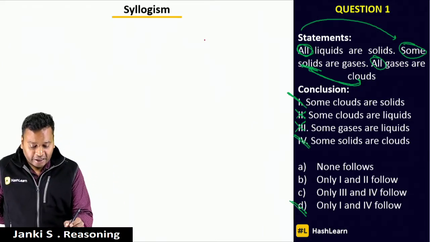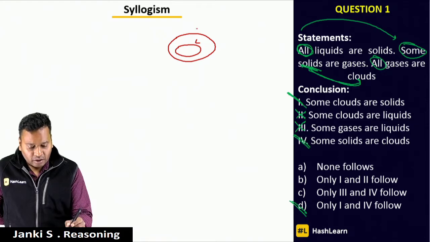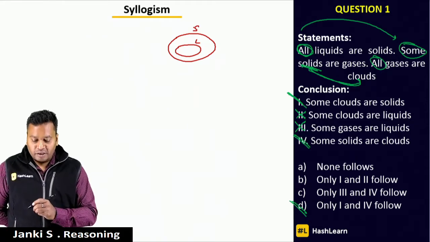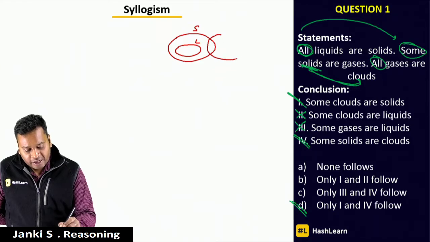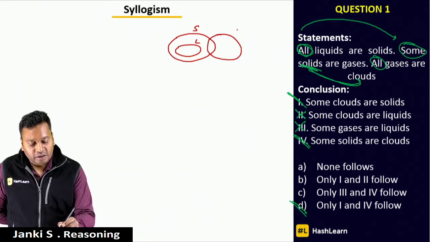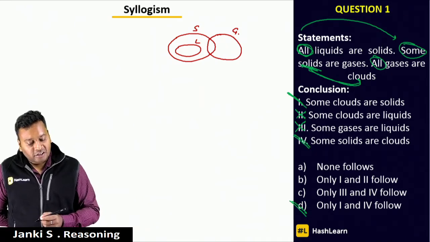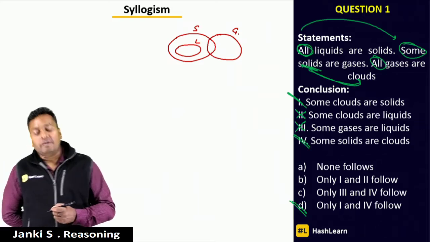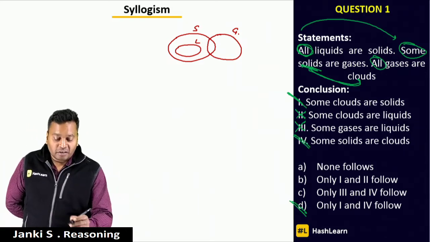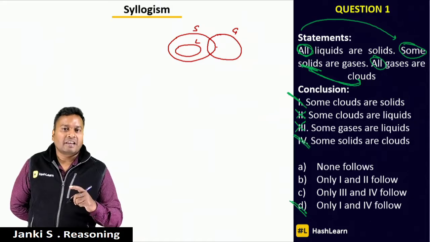So now if I draw the diagrams here, it's given all liquids are solids. I'll mark solid with S. Some solids are gas, right? So some solids are gas, that means I'll keep this one. Gas is at this part, right? Some solids are gas and all gases are cloud. Now why am I keeping gas and liquid apart? Because there is a possibility that there can be a combination between gas and liquid, there cannot be a combination between gas and liquid.